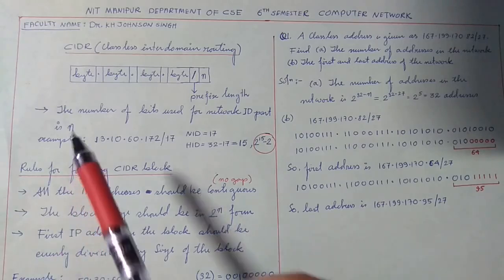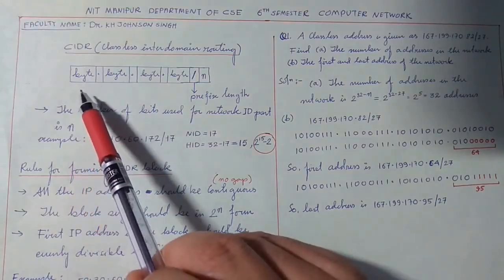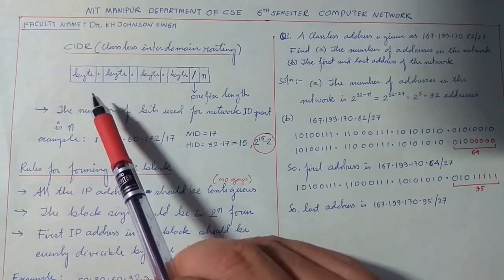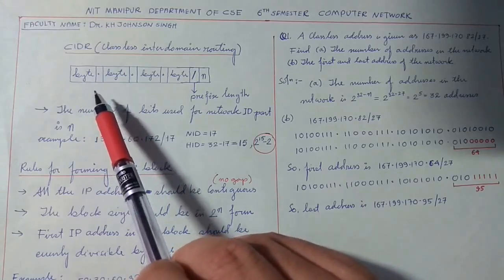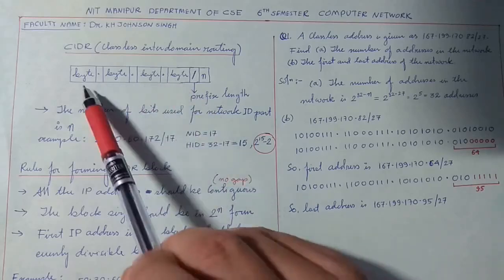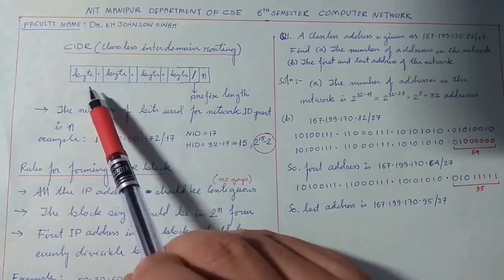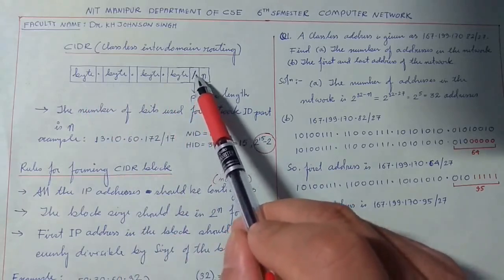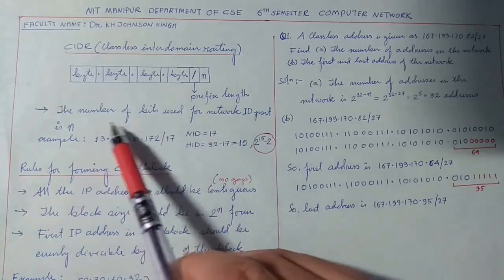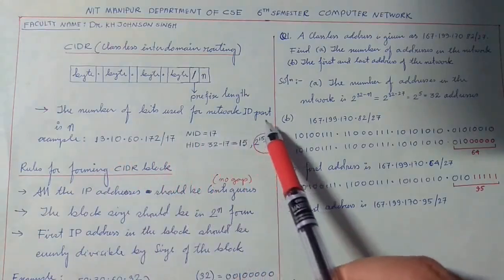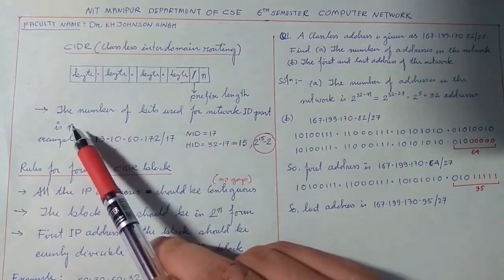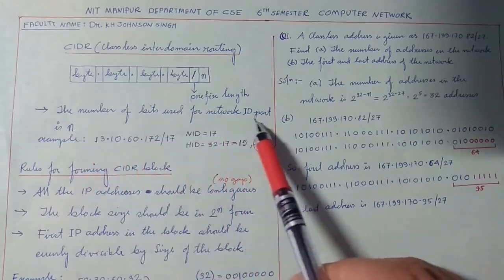So let us see this block diagram. Here we are still studying IPv4, which is of 32 bits. The size of the IPv4 is 32 bits. Here we divide them into 4 blocks, each block having 1 byte. At the last part we have /n here. So this n denotes the number of bits used for the network ID part. Here we are using n bits as the number of bits for the network ID part.